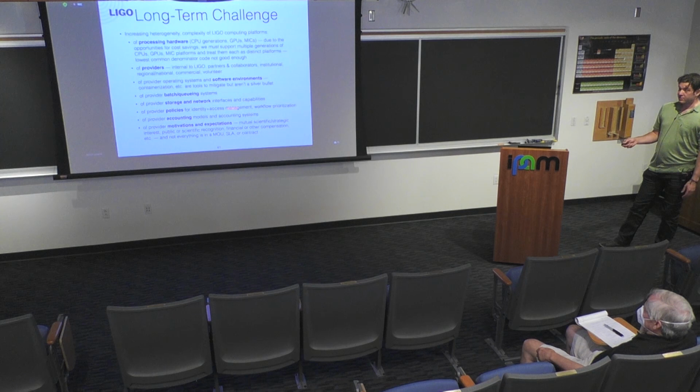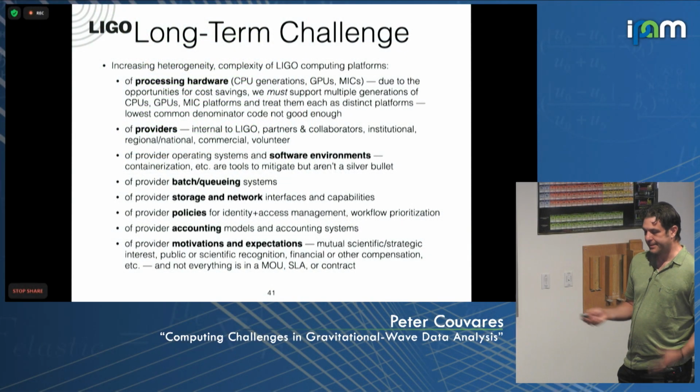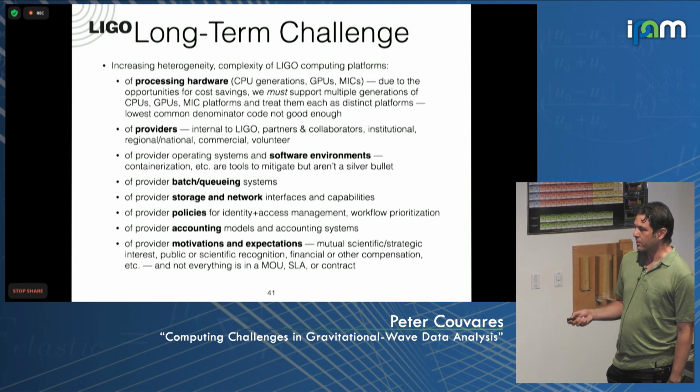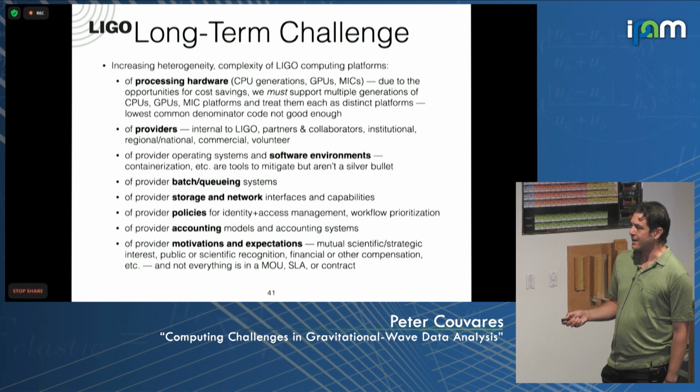Increasing heterogeneity of storage and network interfaces and capabilities. Every country and project and large consortium has a different way of organizing and moving data around, and it's very difficult when you start working with a different group to figure out how to manage data. Then there are policies for access and identity management and workflow prioritization. Every provider has its own idea of how jobs ought to be scheduled and provided, and it's very hard to get work done predictably when you have this kind of heterogeneity of those policies.